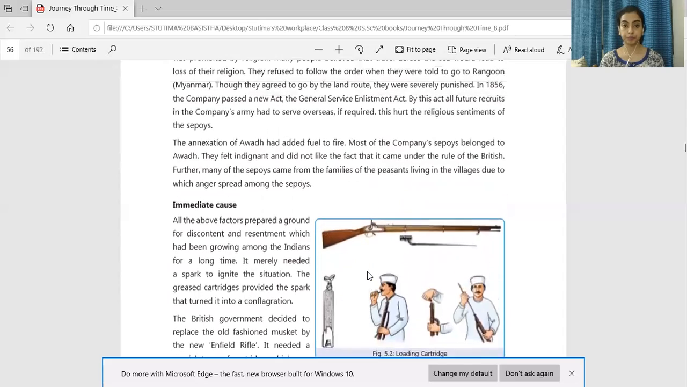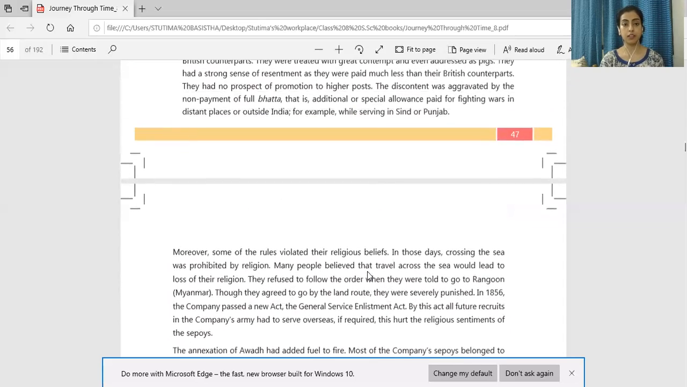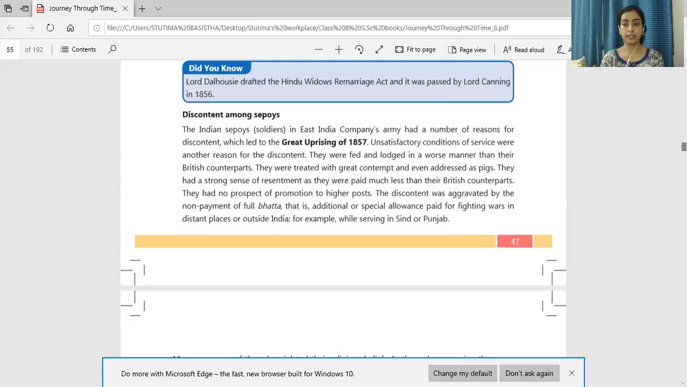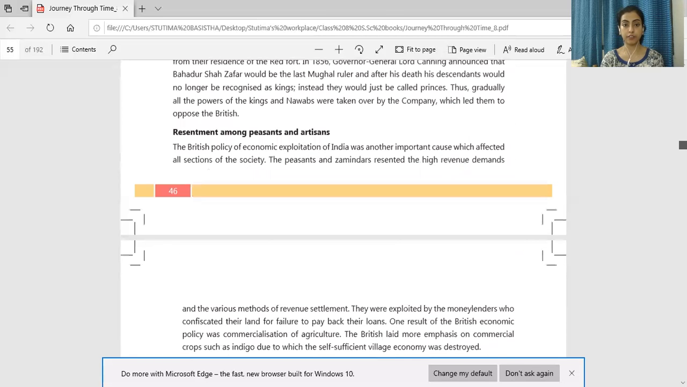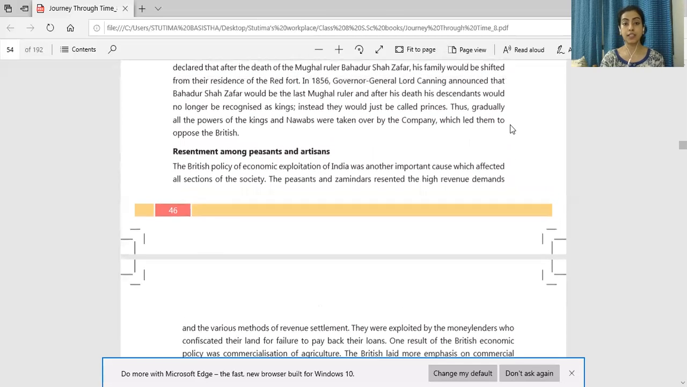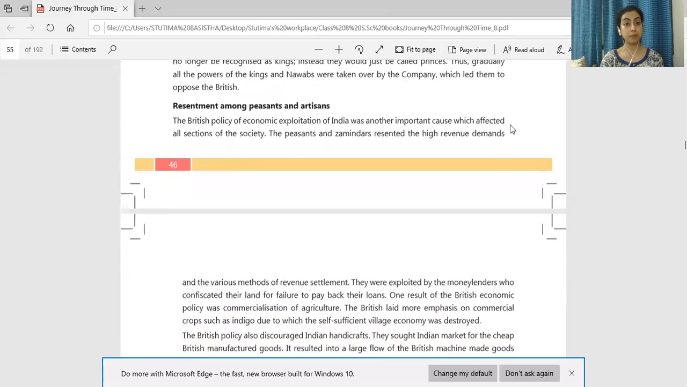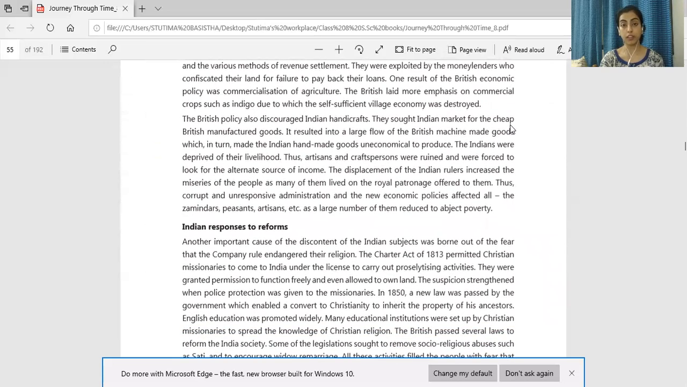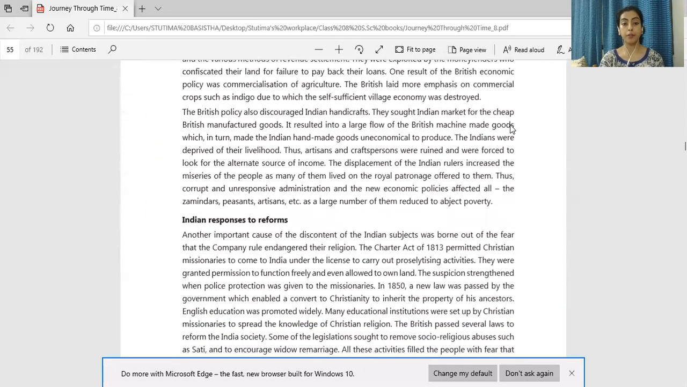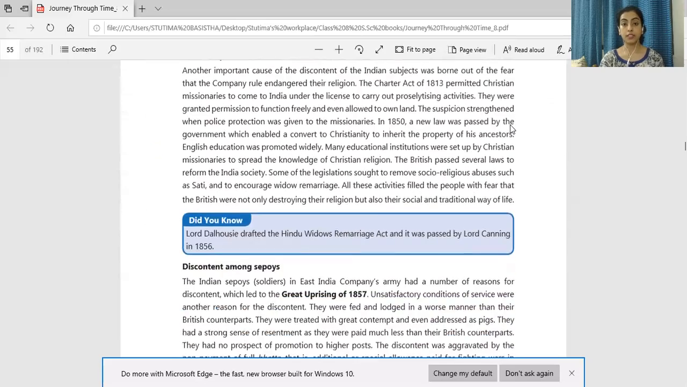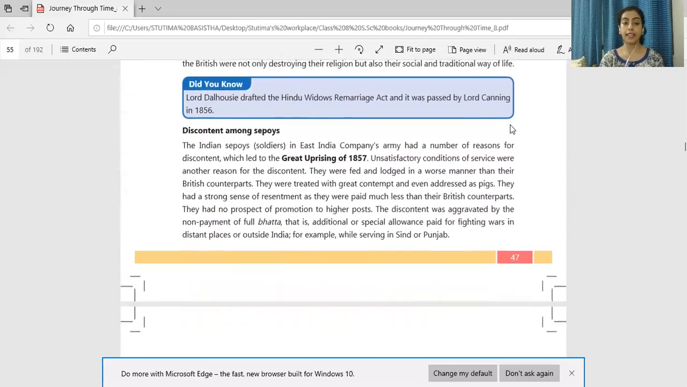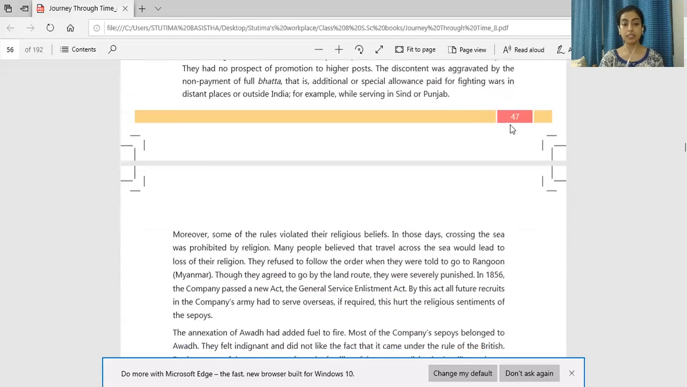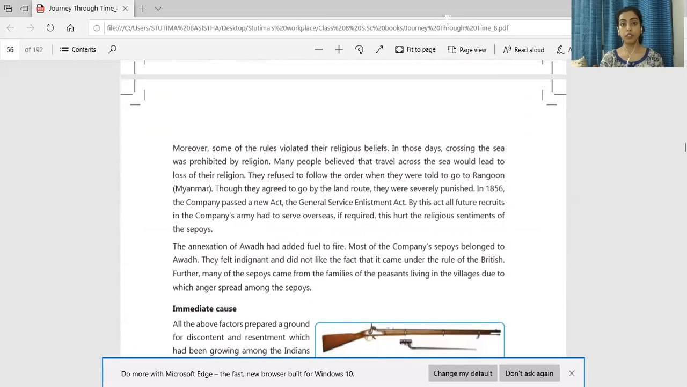So these are the 5 main causes. The first was the discontentment among the ruling families. The second cause was resentment or opposition among the peasants and artisans. The third was Indian responses to reforms where economic exploitation was made. The fourth cause was discontentment among the sepoys, and the last cause was the immediate cause, that is the biting of the greased paper of the cartridge, which was made out of pig and beef fat.